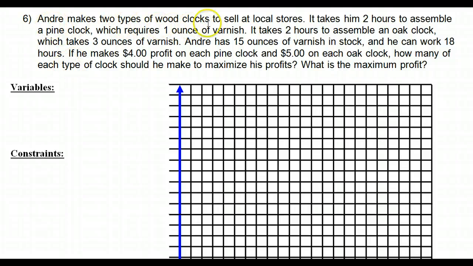Andre makes 2 types of wood clocks to sell at local stores. It takes him 2 hours to assemble a pine clock, which requires 1 ounce of varnish. It takes 2 hours to assemble an oak clock, which takes 3 ounces of varnish. Andre has 15 ounces of varnish in stock, and he can work 18 hours. If he makes $4 profit on each pine clock and $5 on each oak clock, how many of each type of clock should he make to maximize his profit?